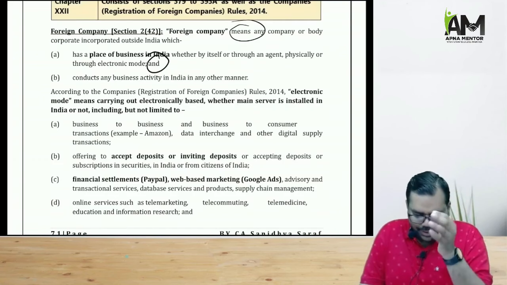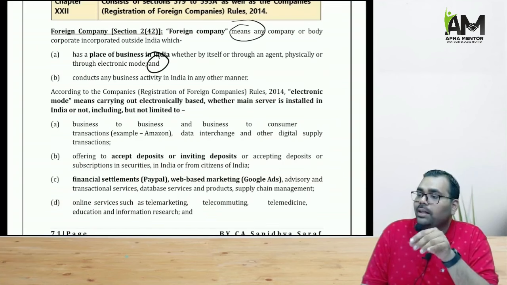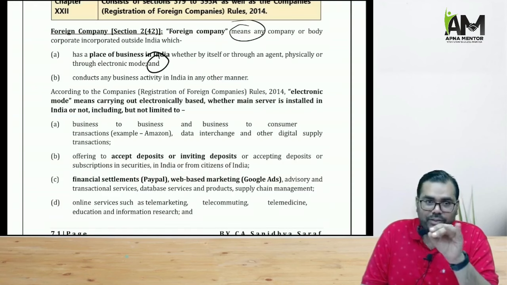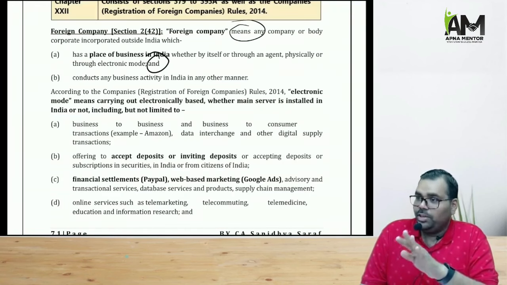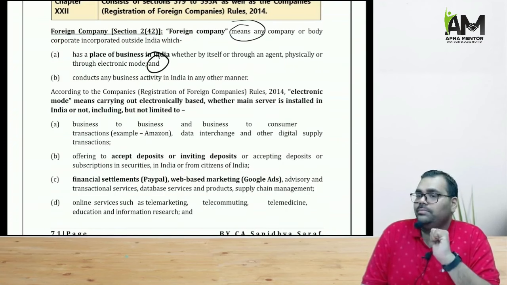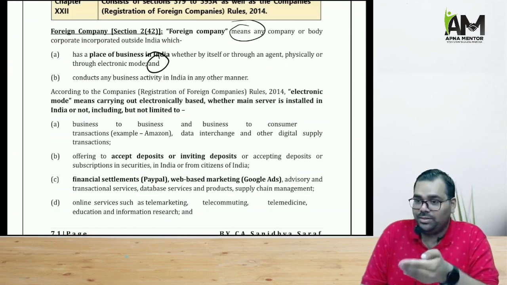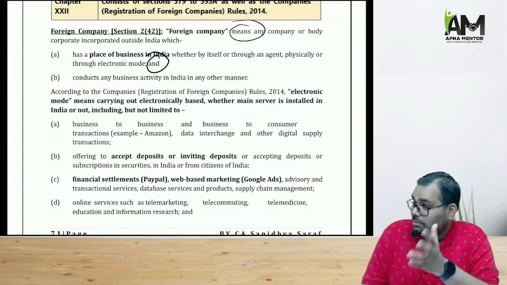Then there are many services who are doing financial settlements work. For example, PayPal. You must be using the services of PayPal when you are doing transactions. When you are paying through debit card and all, then the PayPal server comes. You are paying the payment through PayPal. Now that PayPal is a foreign company. It is having a place of business in India through electronic mode. It is doing the business in India through electronic mode. It is doing the financial settlement work.